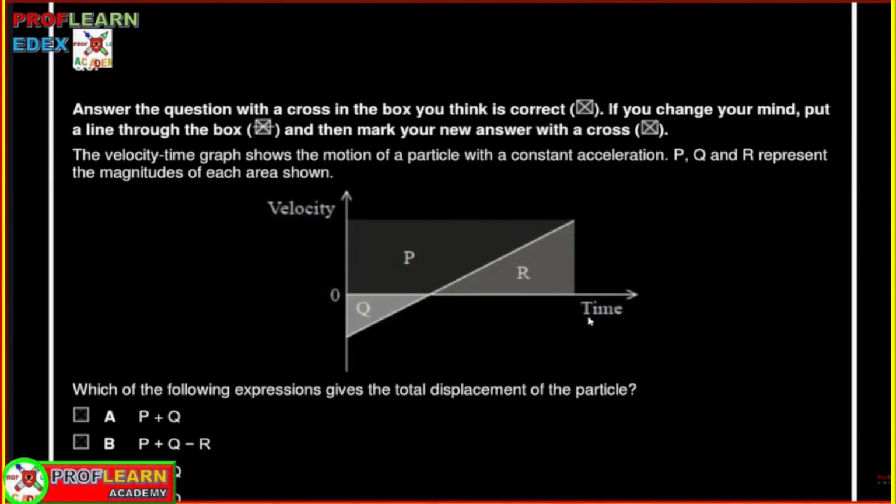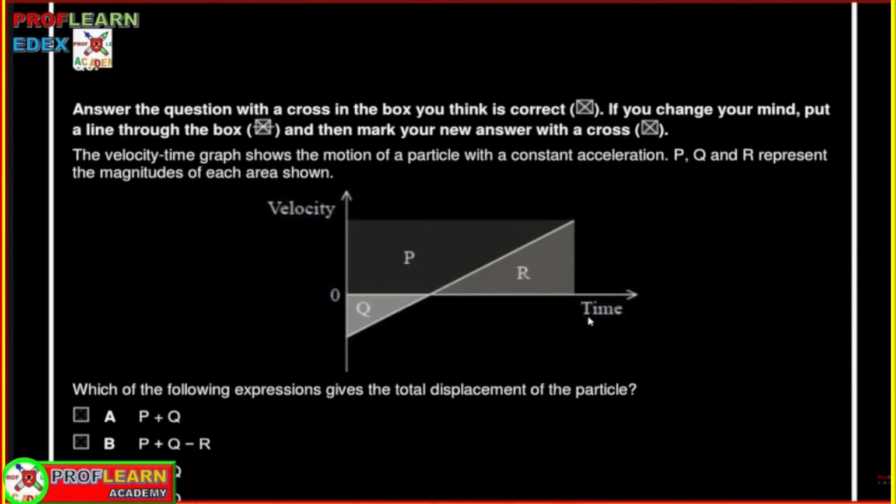But now in this case, you see the line is going from the negative part to the upper part. So the region Q represents negative displacement. R is a positive displacement. Which means that for us to work out the total displacement, we are going to add the two areas, R and Q.